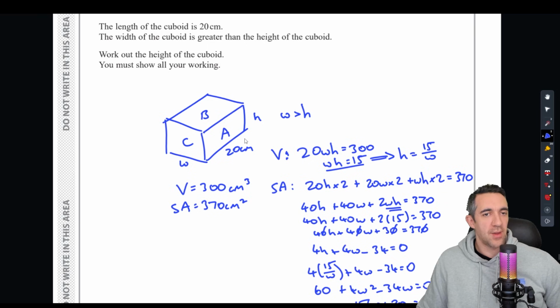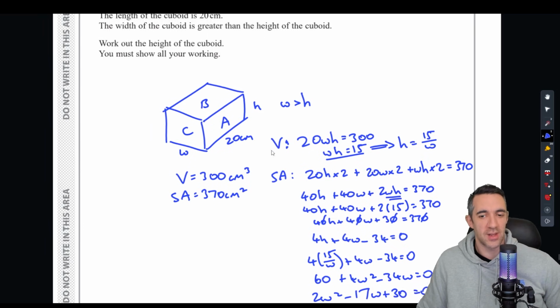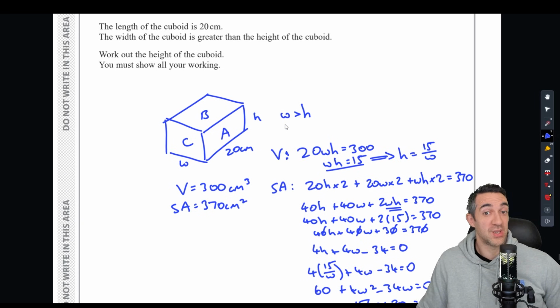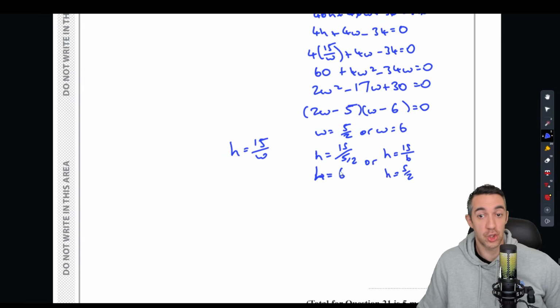So work out the height of the cuboid. Right, because I've forgotten that we need to get something wrong somewhere along the way. The easy bit here then, we were told specifically that the width of the cuboid is greater than the height. So we need to make sure we don't accidentally get this the wrong way around. So width greater than height. So it should be W is 6 and the height is 5 over 2, 2.5, because then the width is greater. If we did the height as 6, that would give the wrong width, so we reject that. I want to be clear about this so that they don't give me marks that I don't want.